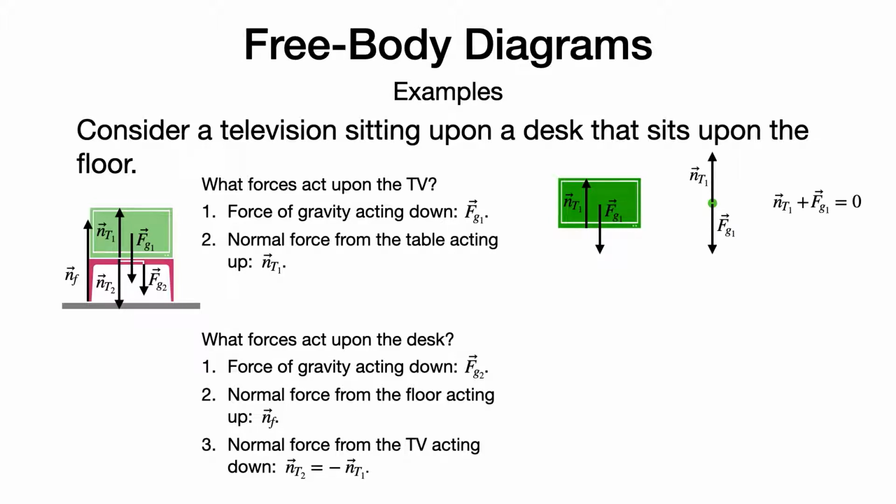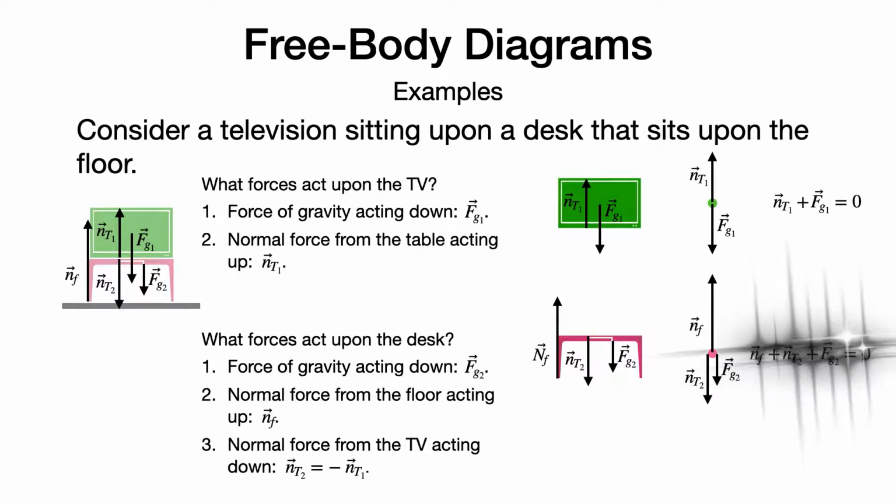and it is equal and opposite to the normal force from the TV acting down on the table. Now, we can draw our free body diagram and reduce it to a point, and again, write out Newton's second law. The sum of all the forces is equal to mass times acceleration. In this case, once again, the acceleration of the table is 0 because it's sitting still, because it's sitting on the floor and not falling through it.